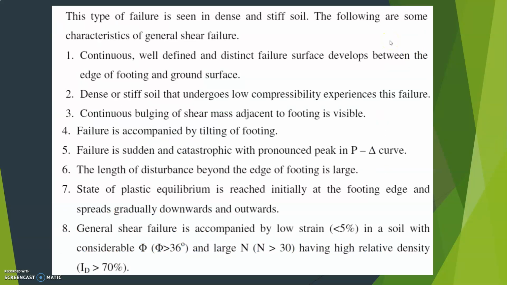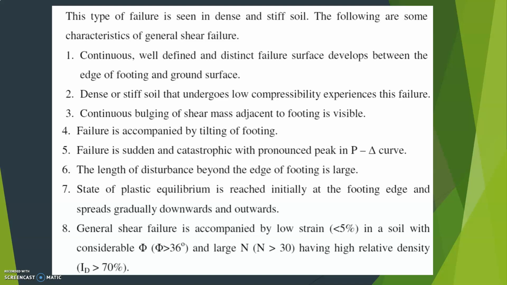These are some of the characteristics of general shear failure: a continuous, well-defined and distinct failure surface develops between the edge of the footing and ground surface. Dense or stiff soil that undergoes low compressibility experiences this failure. Continuous bulging of shear mass adjacent to footing is visible. Failure is accompanied by tilting of footing. Failure is sudden and catastrophic with a pronounced peak in P-delta curve. The length of the disturbance beyond the edge of the footing is large. State of plastic equilibrium is reached initially at the footing edge and spreads gradually downwards and outwards.